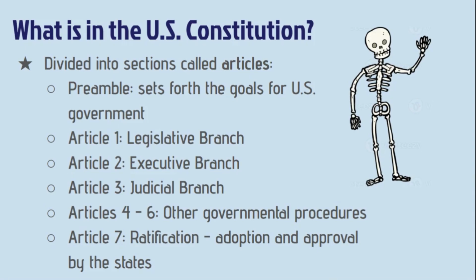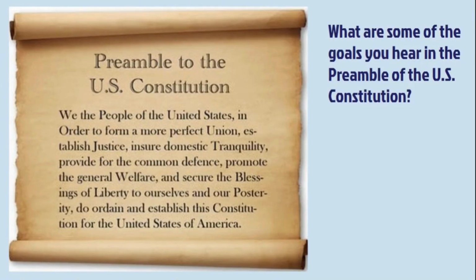Articles 4 through 6 are other governmental procedure, right? They have election measures. They have measures for the creation and establishment of amendments, etc. And then Article 7 is our last one. It has ratification. So the adoption and approval by the states is the ratification statement. Article 7 is certainly the shortest, but it's possibly the most important because it actually allows the states to ratify, or adopt and approve, the U.S. Constitution.